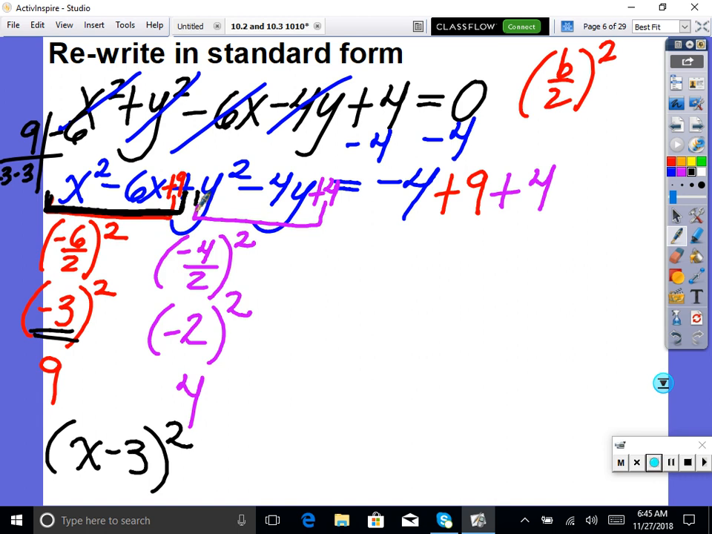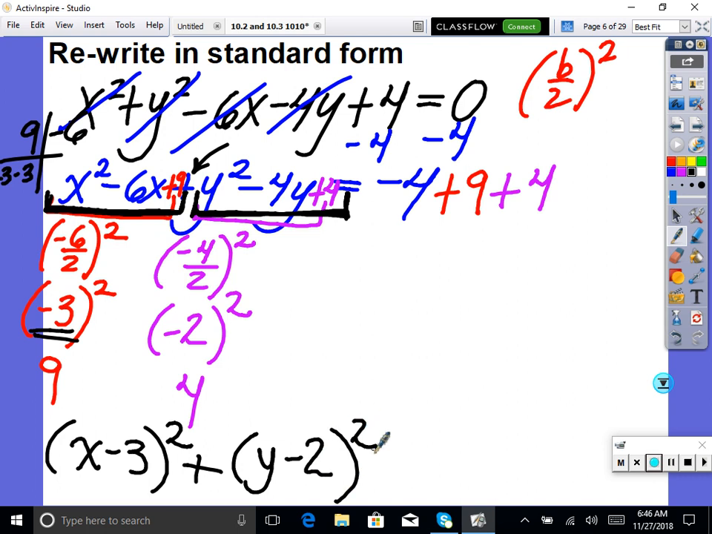Okay, then we have this piece here with the 4 now. So that factors, use your trick. So then we have a plus sign right here. Still have a plus sign. So plus, that will become y minus 2 squared. And that's equal to negative 4 plus 4 is 0. So then we have equals 9. Now it's in standard form.